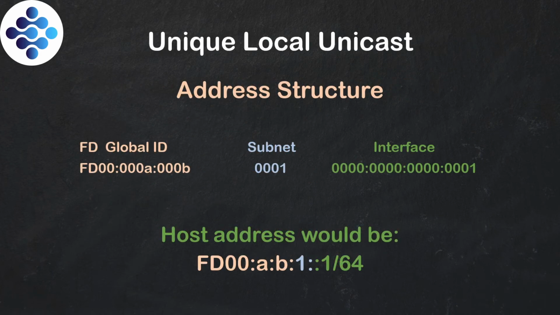So in unique local unicast, the address structure would be quite similar. Previously it was Global Unicast. Now this is unique local. So first is FD, because that's the identifier. This is the subnet, and that's the interface.